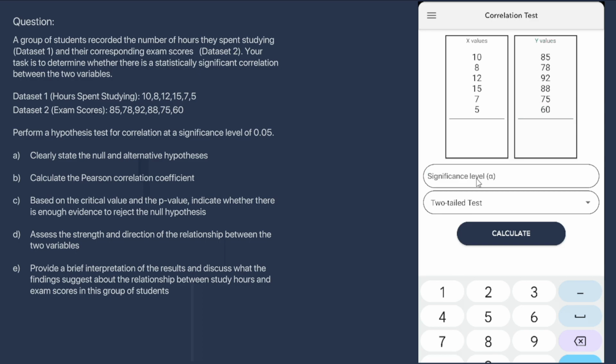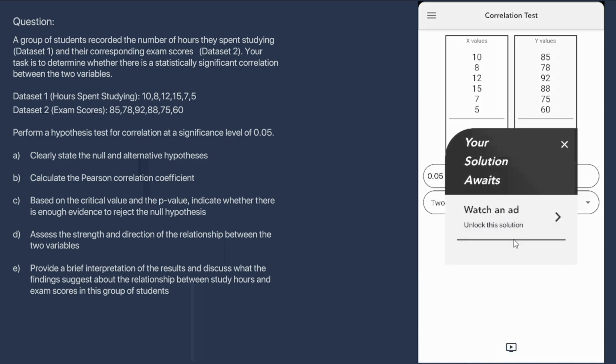For the significance level alpha, this is given in the question as 0.05. Next, since there is no clear expectation about the direction of the correlation, and we are just interested in whether there is a significant relationship, a two-tailed test is appropriate. This approach is more conservative as it considers the possibility of a correlation in either direction. Now that we have provided the required information, we can proceed by clicking Calculate and watching an ad to unlock the solution.